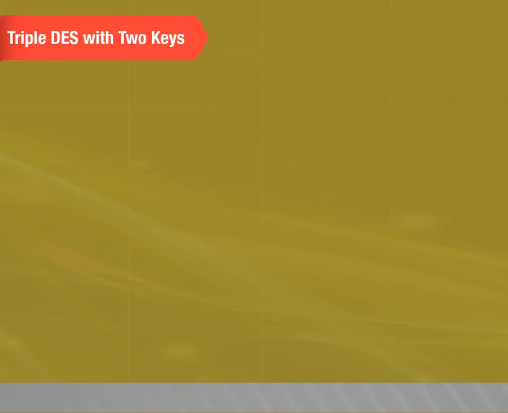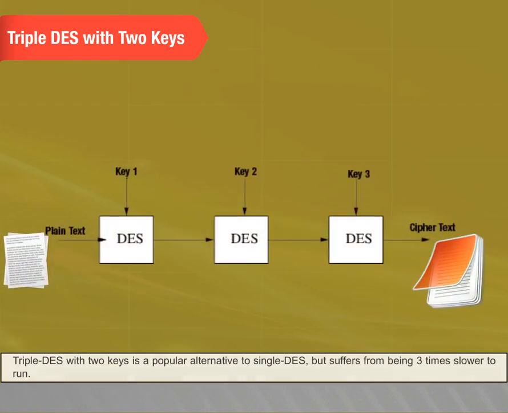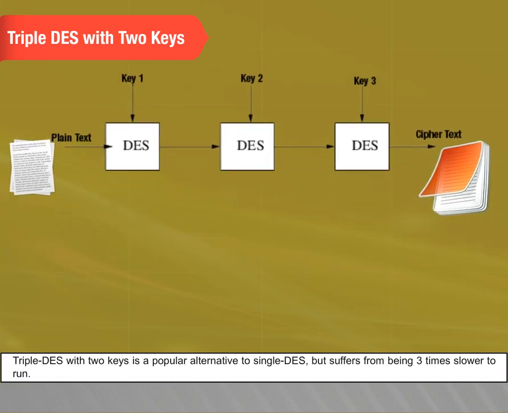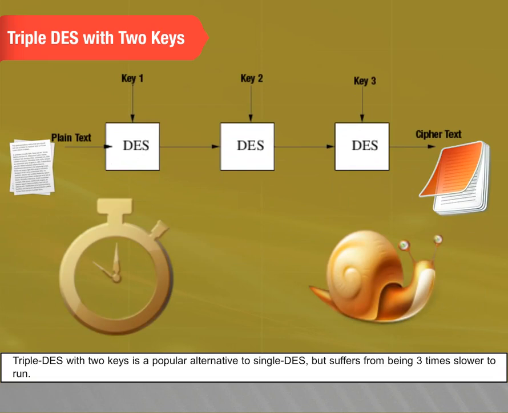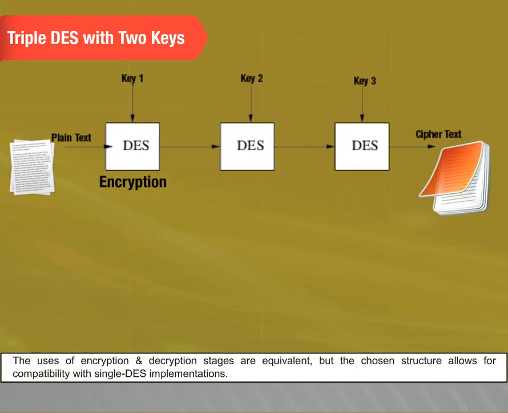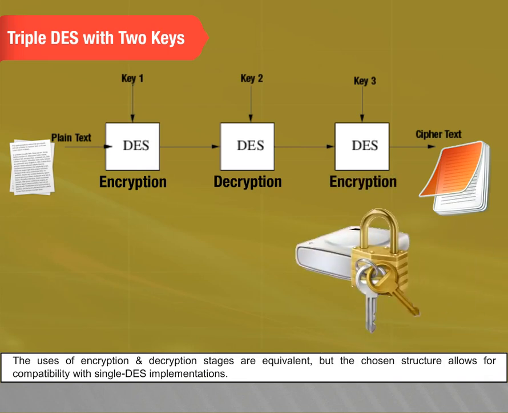Triple DES with two keys. Triple DES with two keys is a popular alternative to single DES, but suffers from being three times slower to run. The uses of encryption and decryption stages are equivalent, but the chosen structure allows for compatibility with single DES implementations.